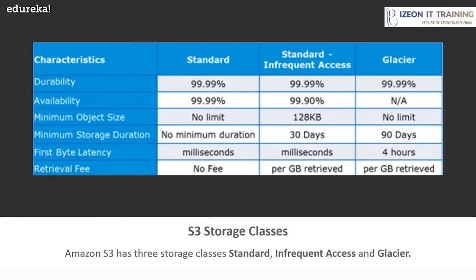If you take a look at the stats in the image above, you can see that minimum storage duration is nothing for standard. For infrequent, it is 30 days, and for Glacier, it is 90 days. If you take a look at latency, it is milliseconds, and 4 hours. So that itself explains a lot of stuff here.